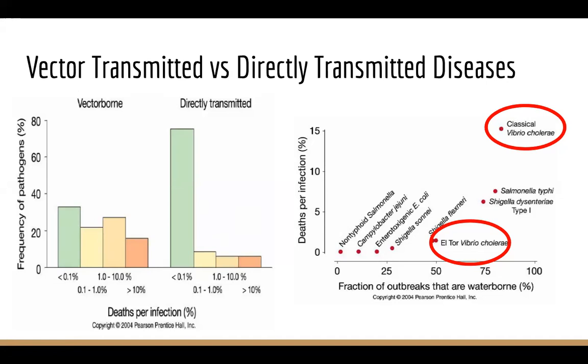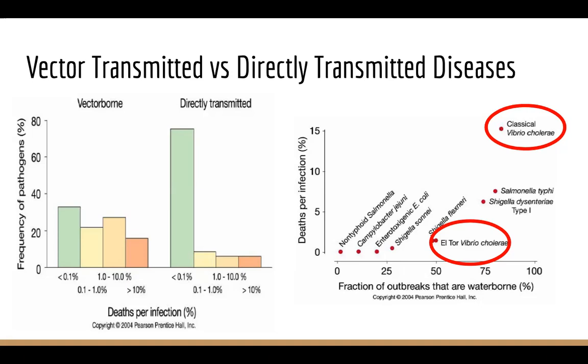On the right, we have a graph comparing two types of cholera. Cholera has caused, I believe, 7 pandemics, and the reason why classical Vibrio cholera is so deadly is because typically it's transmitted through infected water. And when you have a larger fraction of the outbreaks that are waterborne, you will also have a higher percentage of deaths per the infection. This is because when the infection is waterborne, it does not require a healthy host to spread.